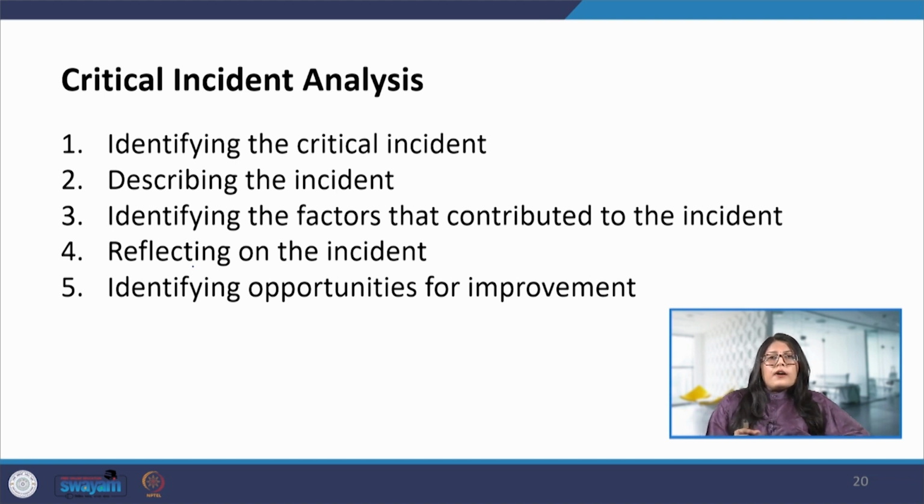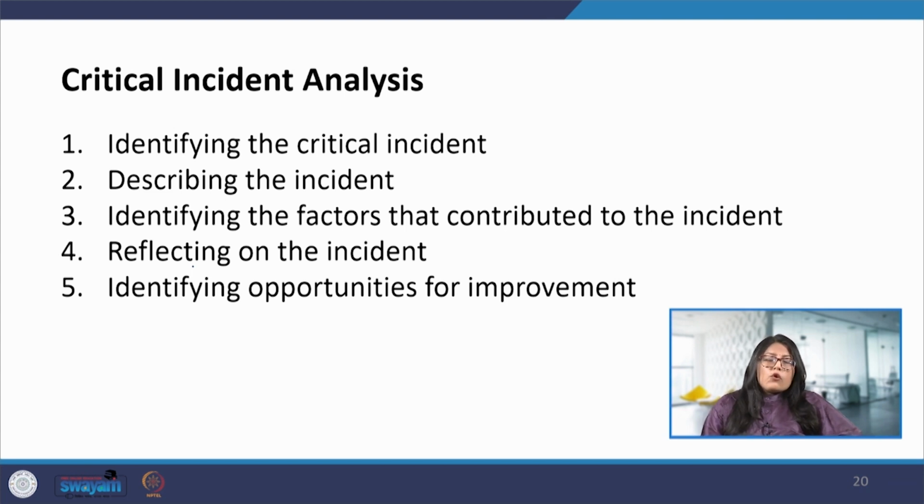Third is identifying the factors that contributed to the incident. This involves examining the incident to identify what were the factors that contributed to the outcome. This can include individual factors like knowledge, skill, attitudes, and also the environmental factors like, for example, resources, policies, or certain procedures. The fourth is reflecting on the incident.